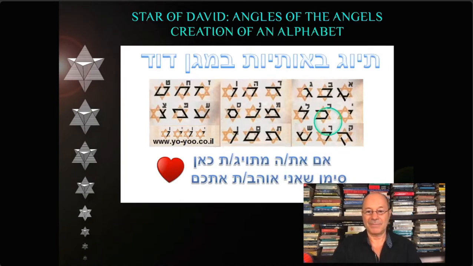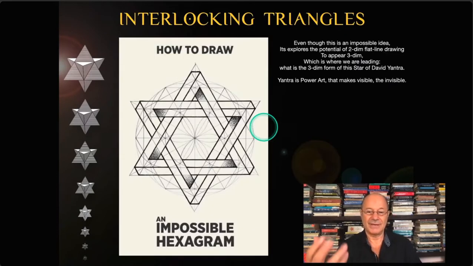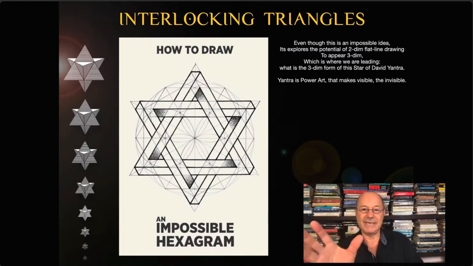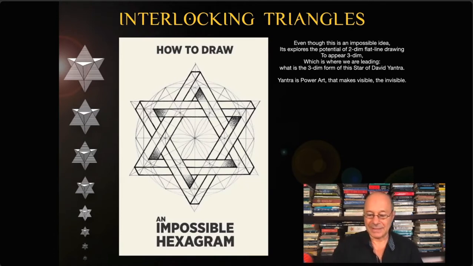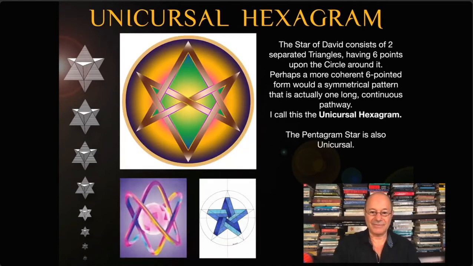And people in the past have made alphabets from all the specific angles of the Star of David. I don't want to focus on this, but just so you know the diverse knowledge that's embedded in the Star of David. I'm showing you here the impossible hexagram because we're going to shift from the 2D of interlocking triangles to get to what we call a 3-dimensional version of the Star of David. So this is a yantra. It just means power art, that which makes visible the invisible world.